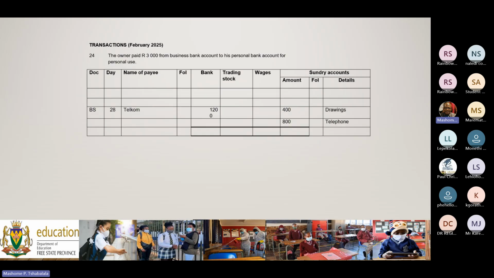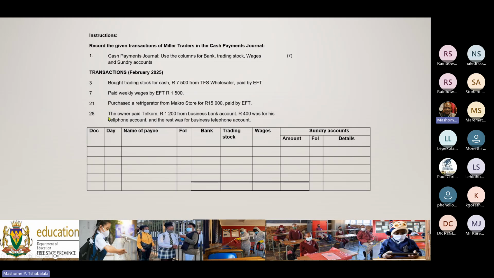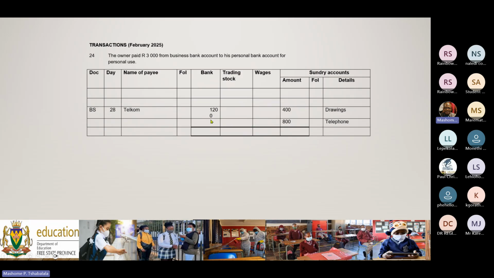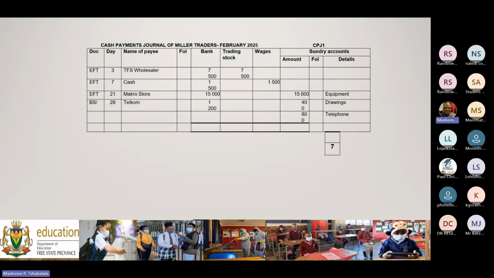Moving to the last one, the owner paid 3,000. This one is supposed not to be 3,000. Let us look at the original transaction. The original transaction says the owner paid Telkom 1,200 from the business bank account. Then 400 was for his cell phone account, and the rest was for business telephone. Now, recording the transaction, learners will say 1,200 under the bank, then under the sundry account 400 rand for drawings and 800 rand for telephone. This is how we record the transactions under CPJ.